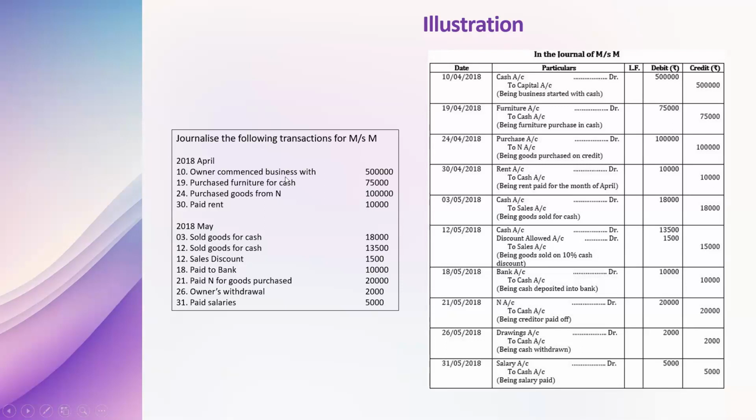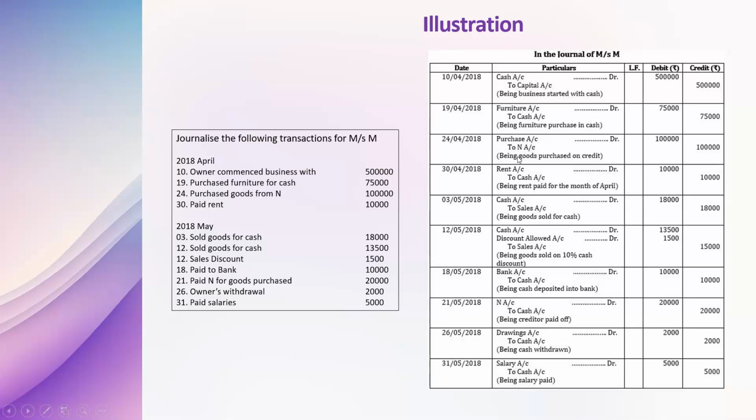Let's see. Owner commenced business with 5 lakhs. Purchased furniture for cash: furniture account debtor to cash account creditor. Purchased goods from N. N may be a person or a company. Since cash is not mentioned here, it can be considered as credit. Purchase for 1 lakh: purchase account debtor to N's account creditor.